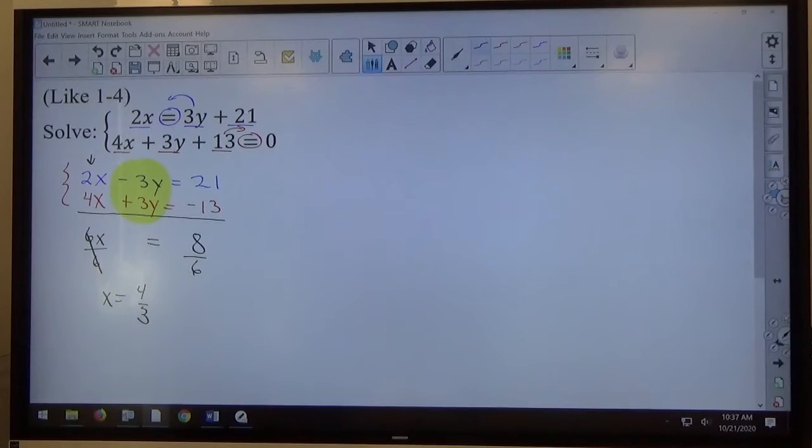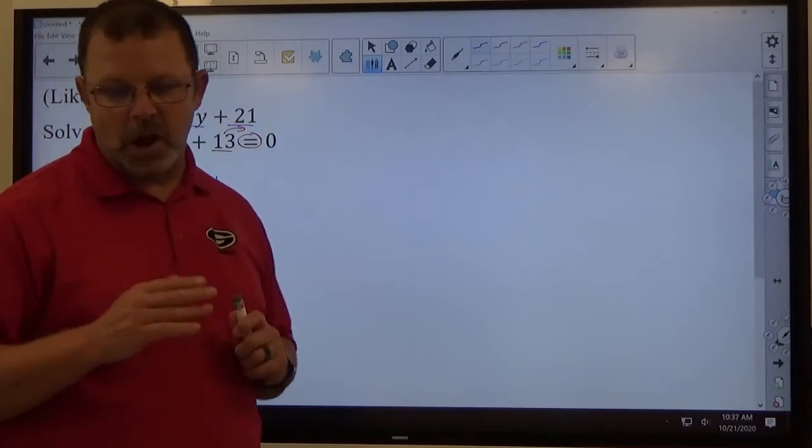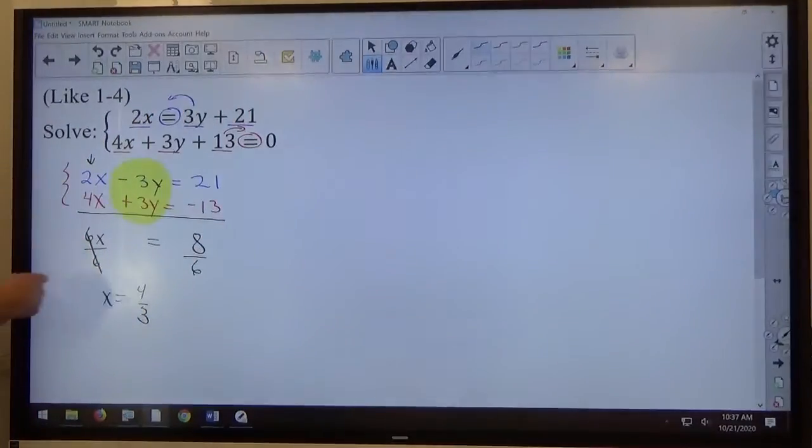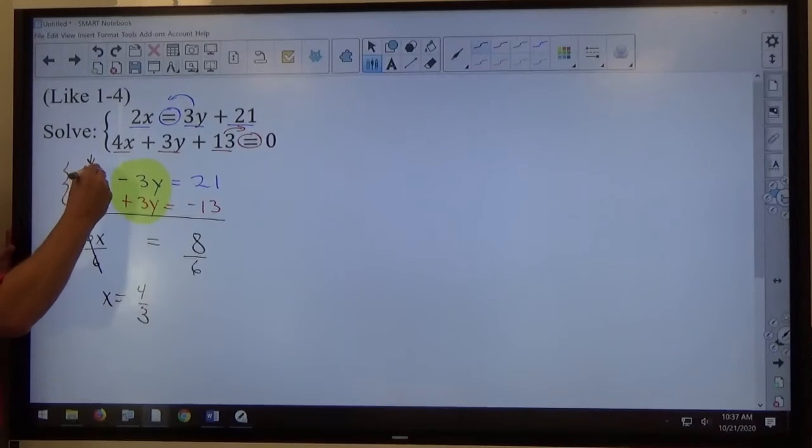Now, in the next piece, step 5 says solve for remaining variable. If that answer, what we just found, is an integer, such as 5 or -1 or 0 or anything like that, substitute. So if this said x equals 1, go right here or right here, change that to a 1, solve for y. If it's a fraction, though, we're going to eliminate the other variable.